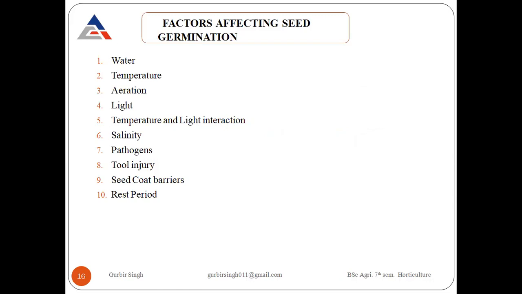Next is factors affecting seed germination. Many factors affect seed germination. First one is water. Water is the most important factor which affects seed germination. Seed becomes active only after the absorption of water. The germination percentage or rate usually depends upon the water absorbed by the seed. In general, seed germination does not occur at moisture below 40 to 60%.